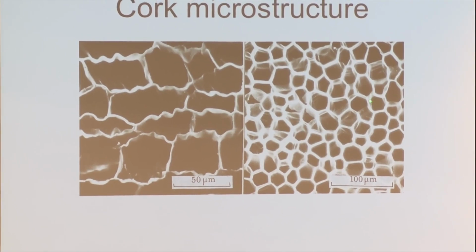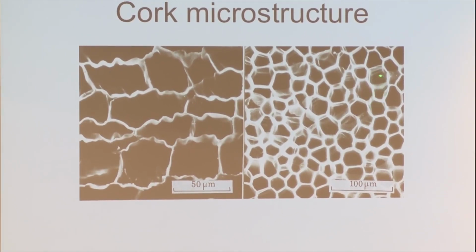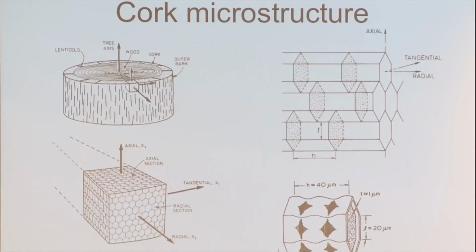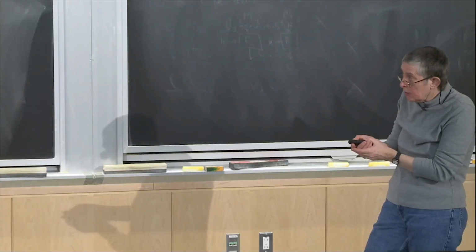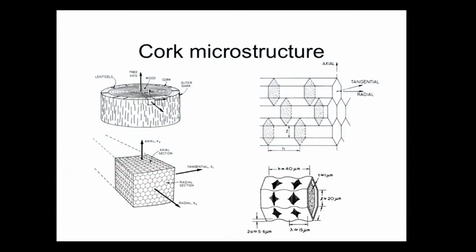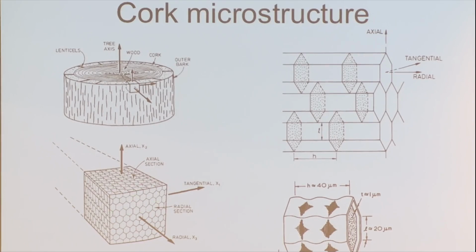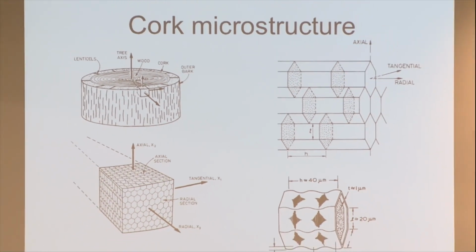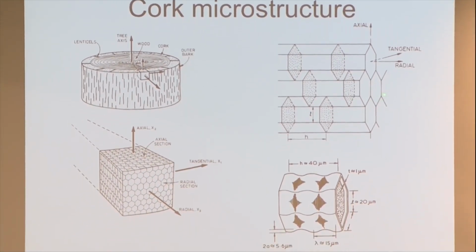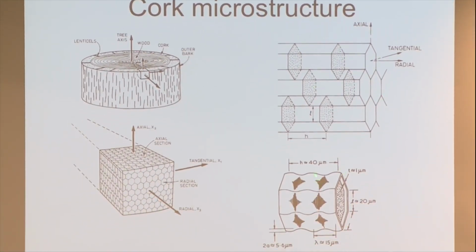And this plane here is the perpendicular plane, and if you look down into the cells, you can see those kind of blurry things. Those are the corrugations in the cell walls. So that's the structure. Here's a schematic. Here's the cork tree. The cork is the layer just beneath the bark, and this is a picture of how the cells are oriented relative to the radial, tangential and axial directions. You can think of them as roughly hexagonal. They've got these little corrugations.